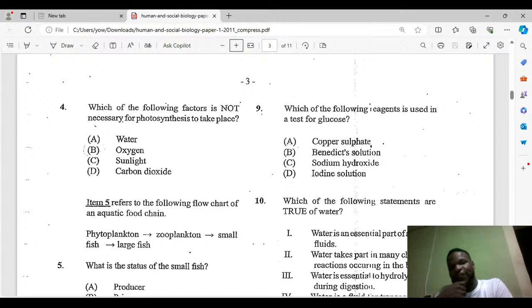So copper sulfate is used to test for protein. Right? So let's get that down. Copper sulfate is used to test for protein. Sodium hydroxide is also used to test for protein, and the resulting color is purple or violet.